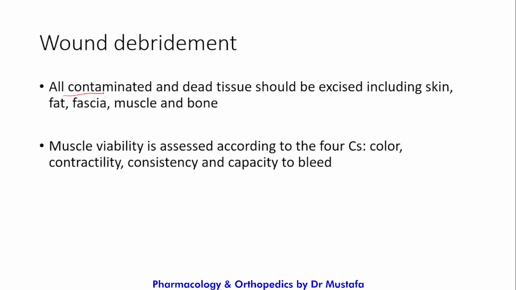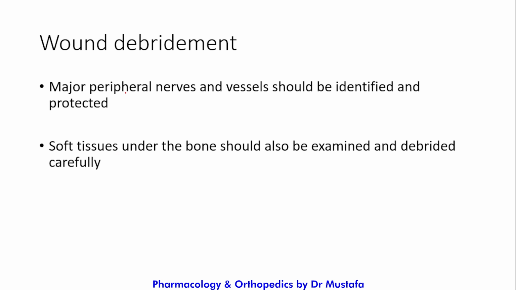Now all contaminated tissue and dead tissue should be excised, including skin, fat, fascia, muscle, and bone. And muscle viability is assessed according to the 4 C's: the color, the contractility, consistency, and capacity to bleed. Major peripheral nerves and vessels should be identified and protected, and soft tissue under the bone should also be examined and debrided carefully.